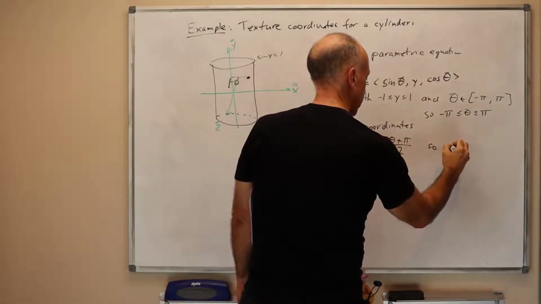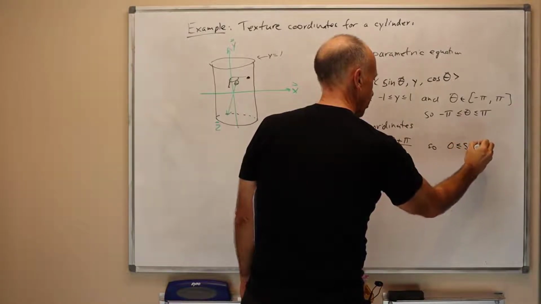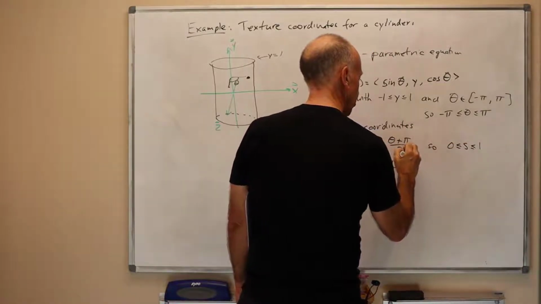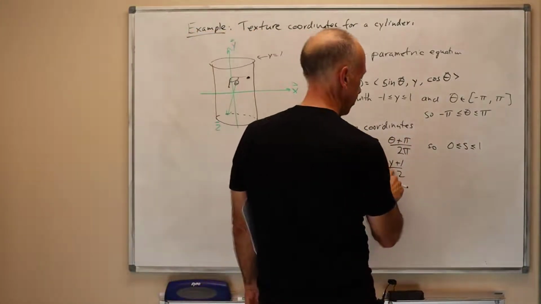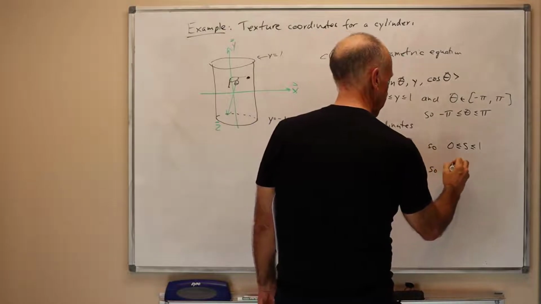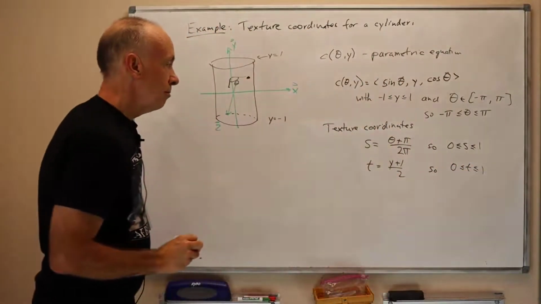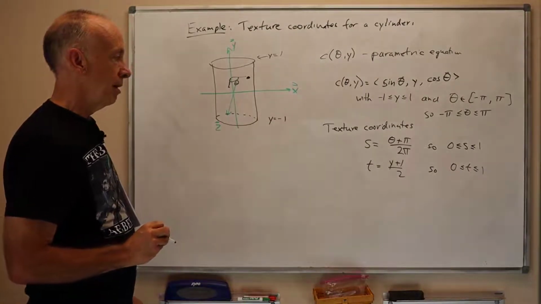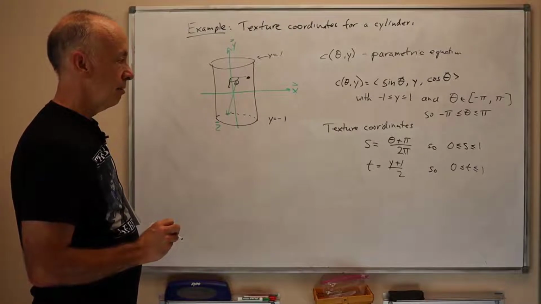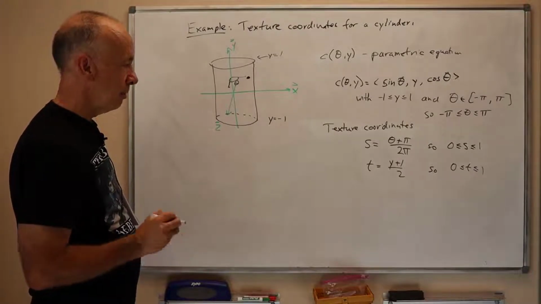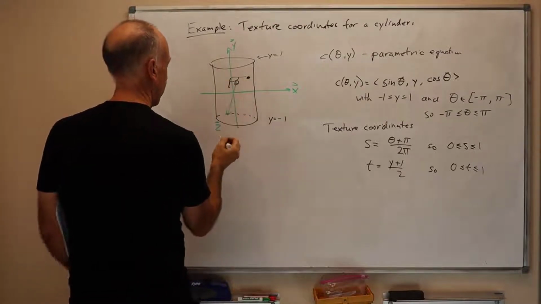In particular, this means that 0 is less than or equal to s is less than or equal to 1, and I'm sorry, I meant 2 pi here. s is theta plus pi over 2 pi, and t is y plus 1 over 2, so t is also between 0 and 1, just because theta ranges from minus pi to pi, and y ranges from minus 1 to 1.